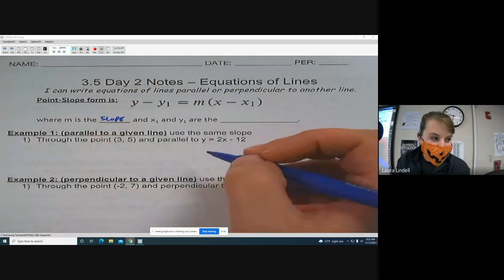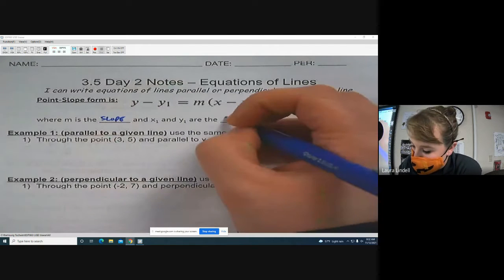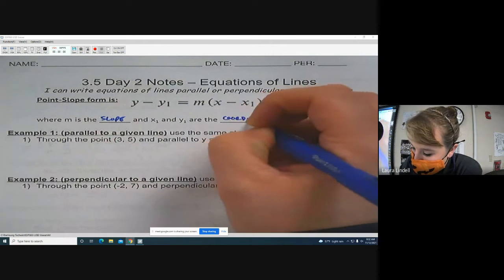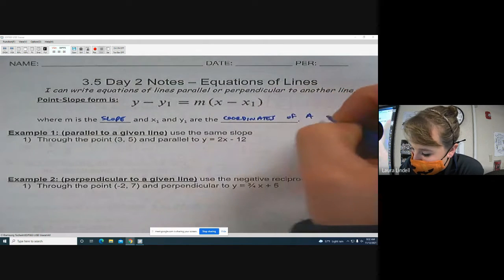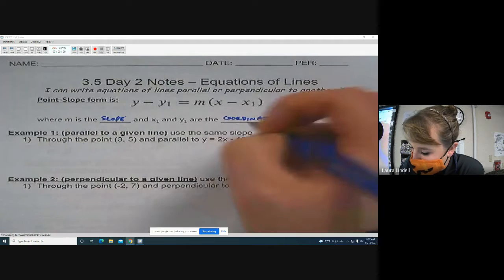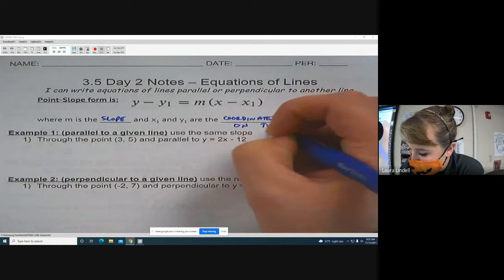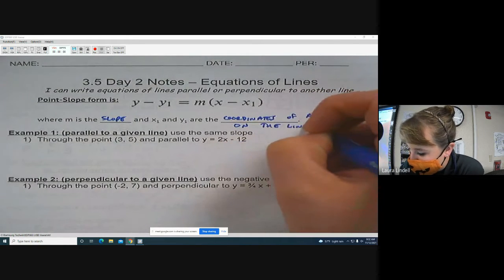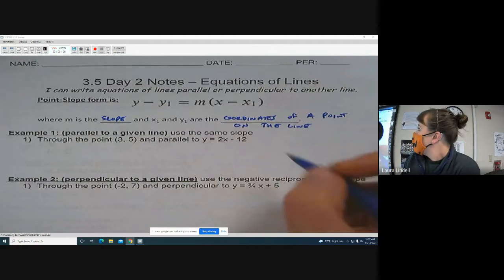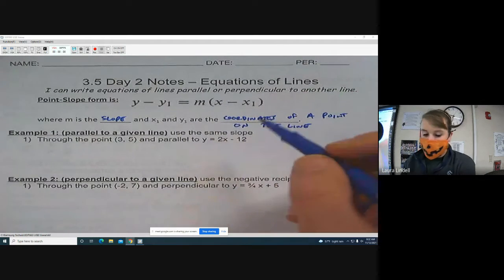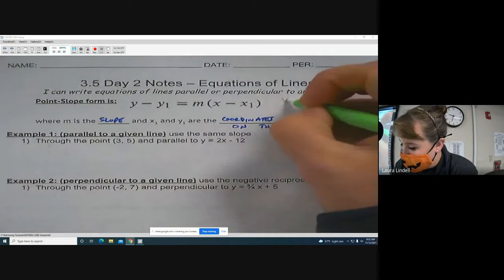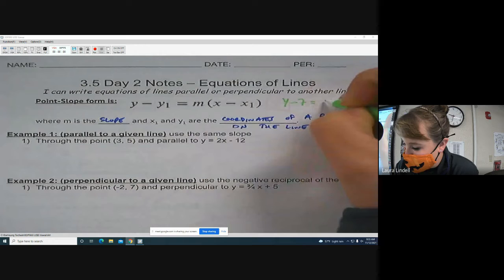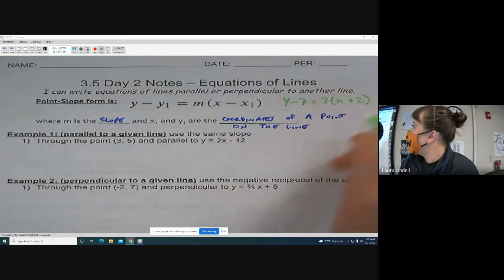And x1 and y1 are the coordinates of a point on the line. So an equation in this format might look like y minus 7 equals 3 times x plus 2 or something like that.